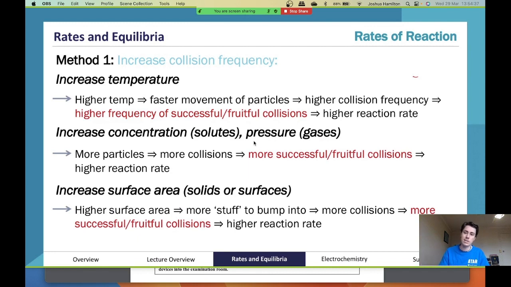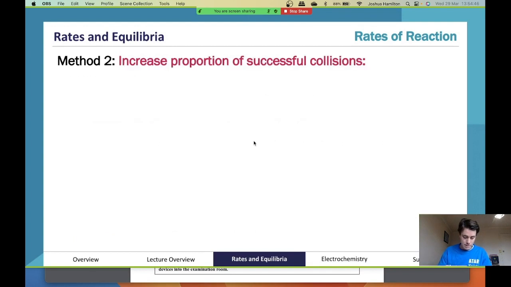So that is essentially our third option there. So we have 3 options there. The first 2 are the main 2. That third one's sort of just an extra one, but you do need to know it. So, increase the proportion of successful collisions.